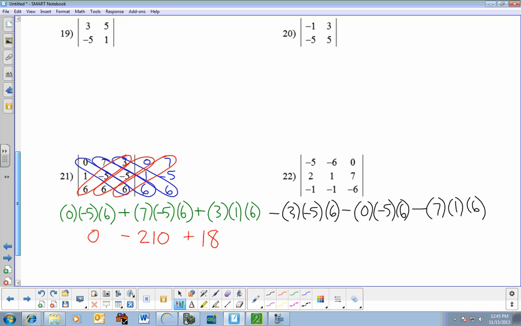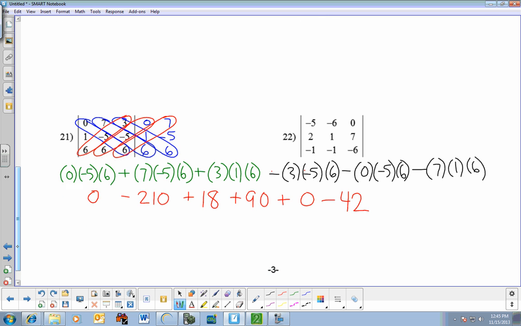Next one, it's minus, but the term should be negative. So 5 times 6 is 30. 30 times 3 is 90. Overall, this is plus. Minus, minus makes plus. Plus 0 for the next one, because the 0 just wipes it out. Minus 42. All right, so if I can get these added together, let's see. I've got -210 and -42 gives me -252 plus 90 should be -162 plus 18, I think that's negative 144, if I've added correctly in my head.